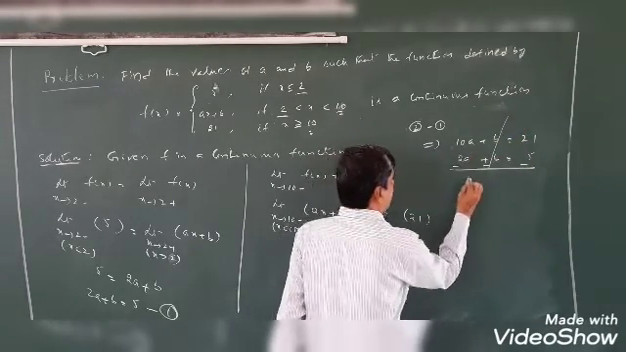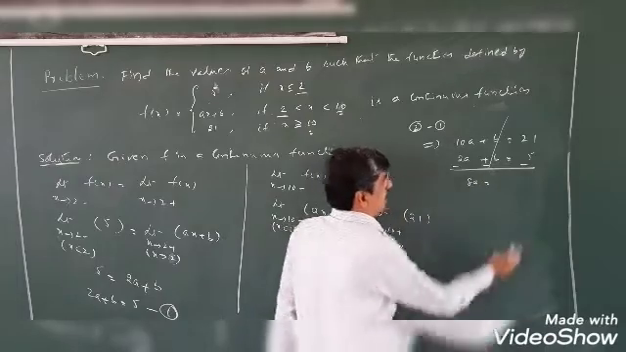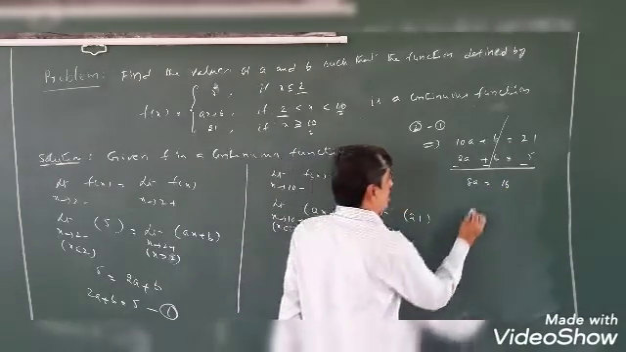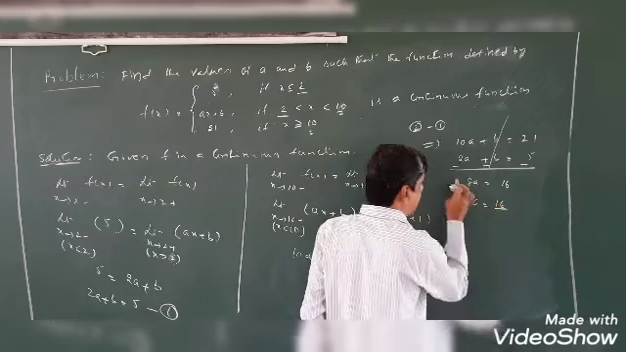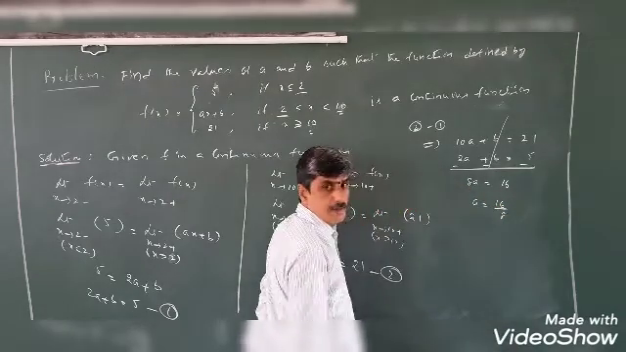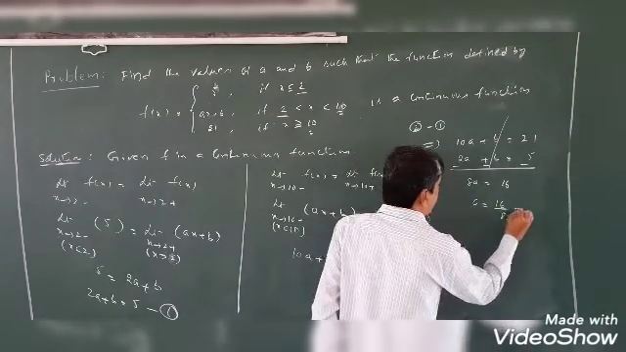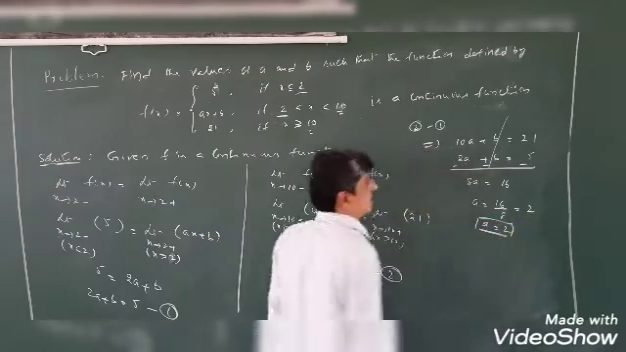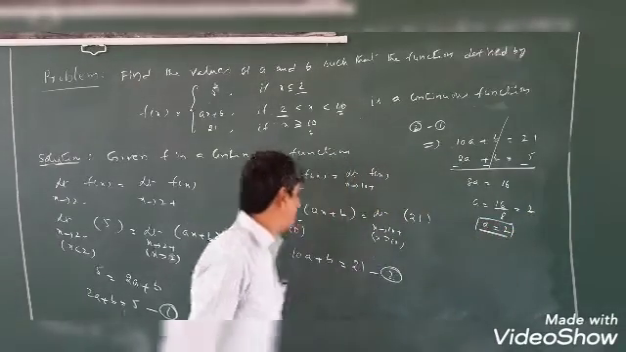So plus b minus b gets cancelled. 10a minus 2a is 8a is equal to 21 minus 5. So this is 16. So 8a is equal to 16. This 8 goes to the other side, so a is equal to 16 by 8, which means a is equal to 2.